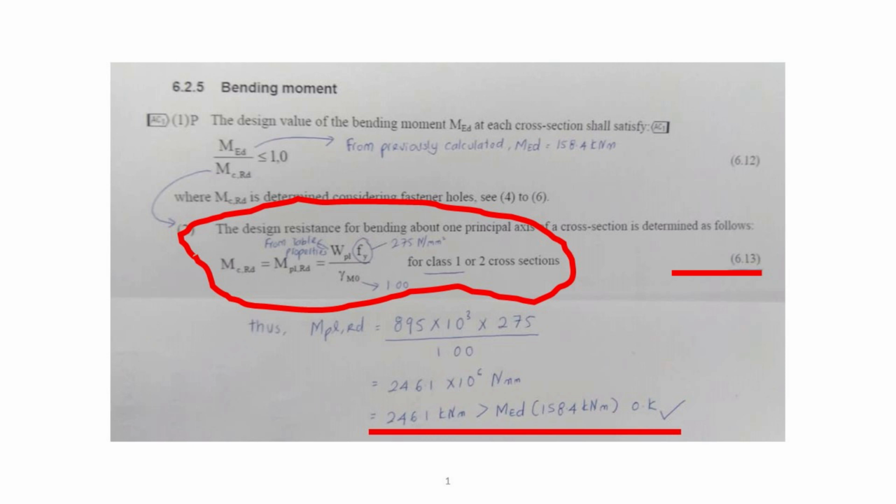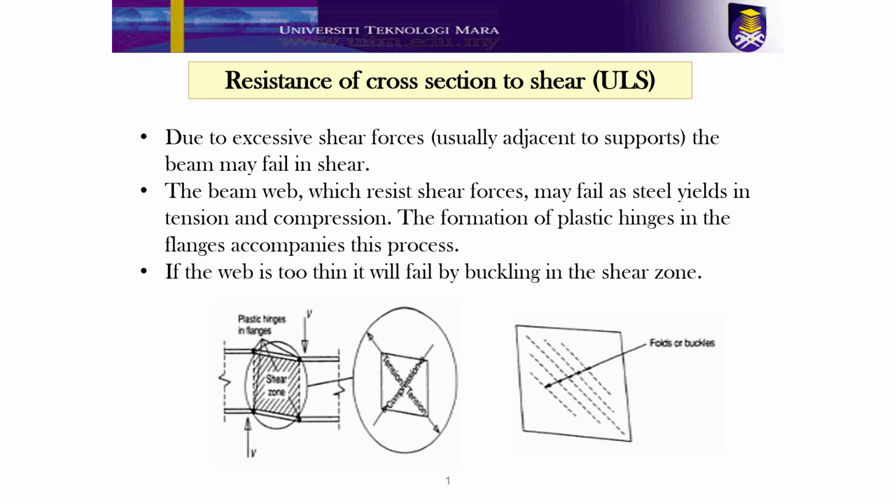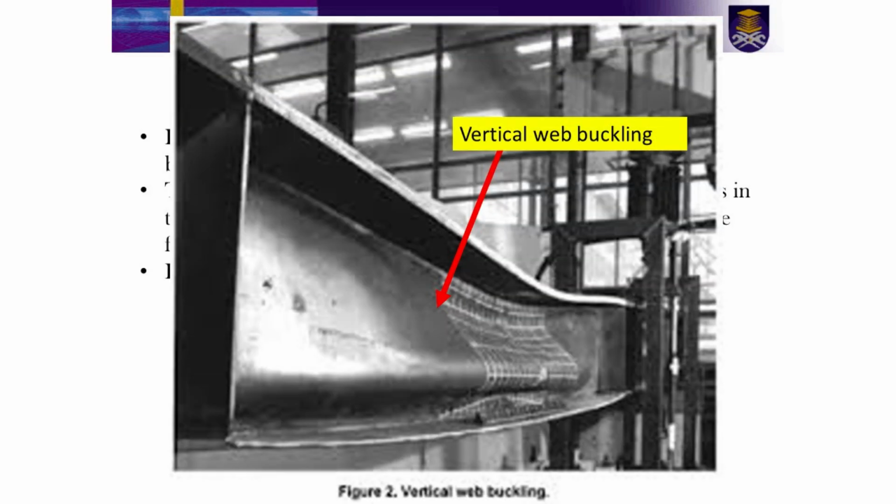Next, we need to check the shear resistance of the proposed beam. Due to excessive shear forces, usually adjacent to supports, the beam may fail in shear. In steel beam design, the resistance of shear is carried by the beam web. The web can fail once it reaches the tension and compression yields, together with the formation of plastic hinges, for class 1 and class 2 section. However, if the web is class 3 and 4, which have thin web thickness, the web will fail by buckling in the shear zone. This picture shows the example of vertical web buckling.